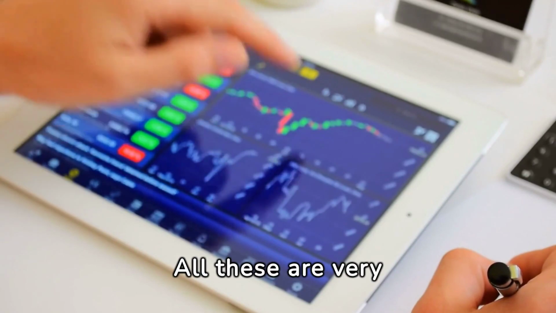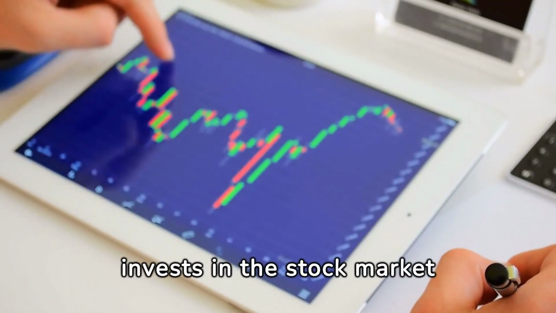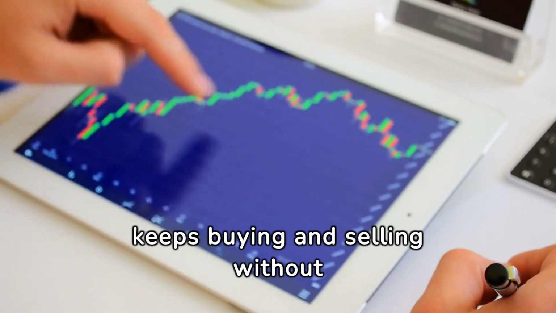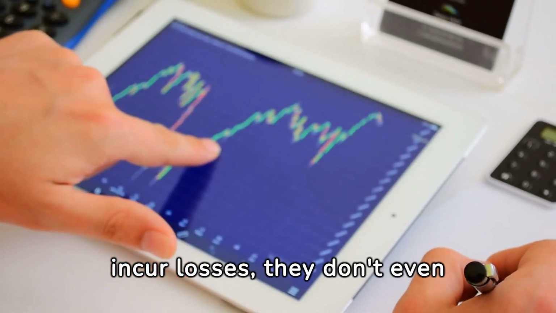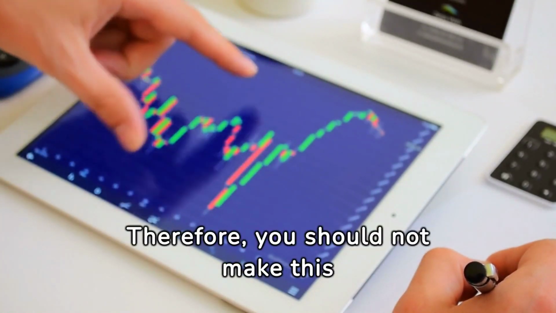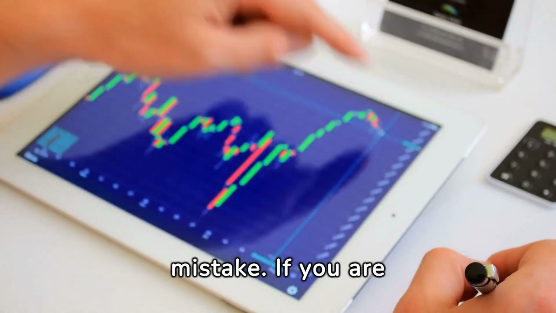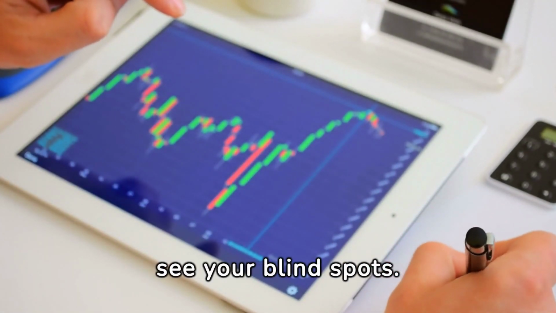All these are very valuable features because almost everyone who trades or invests in the stock market keeps buying and selling without any special analysis. Later, when they incur losses, they don't even analyze how to avoid it in the future. Therefore, you should not make this mistake. If you are trading or investing in the stock market, you can also see your blind spots.